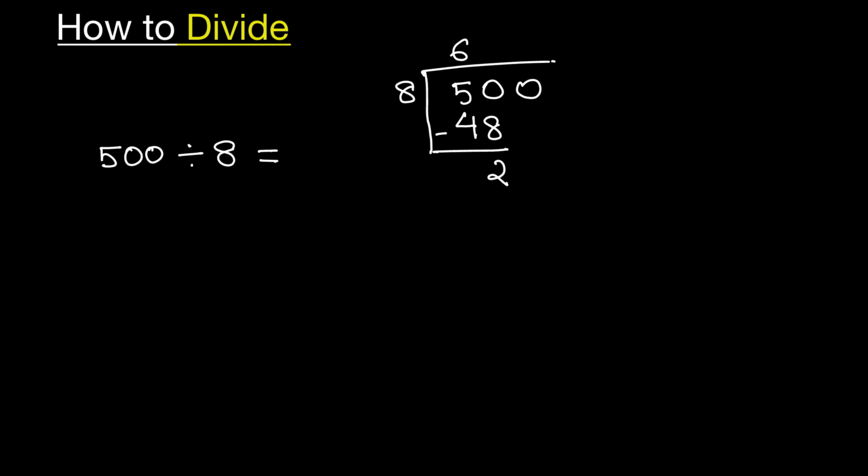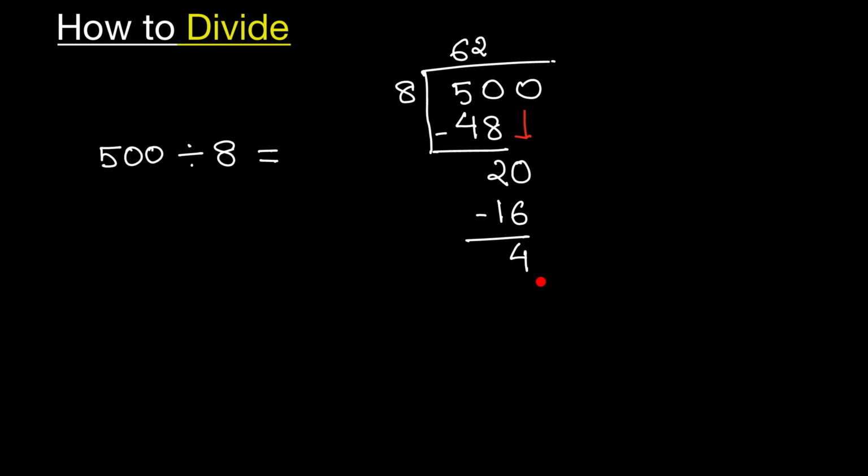Now this 2 is less than 8. That is why we will bring down this adjacent 0 here. And we know that 2 times 8 is equal to 16. Subtract, we get 4.